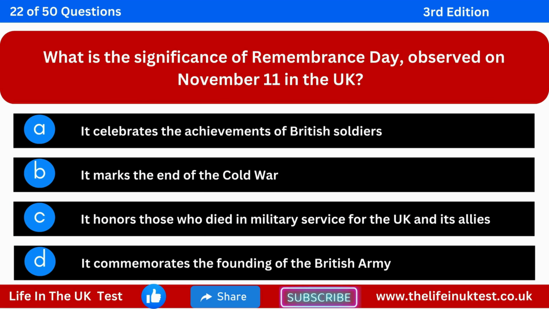What is the significance of Remembrance Day, observed on November 11th in the UK? Option A: It celebrates the achievements of British soldiers. Option B: It marks the end of the Cold War. Option C: It honors those who died in military service for the UK and its allies. Option D: It commemorates the founding of the British Army.